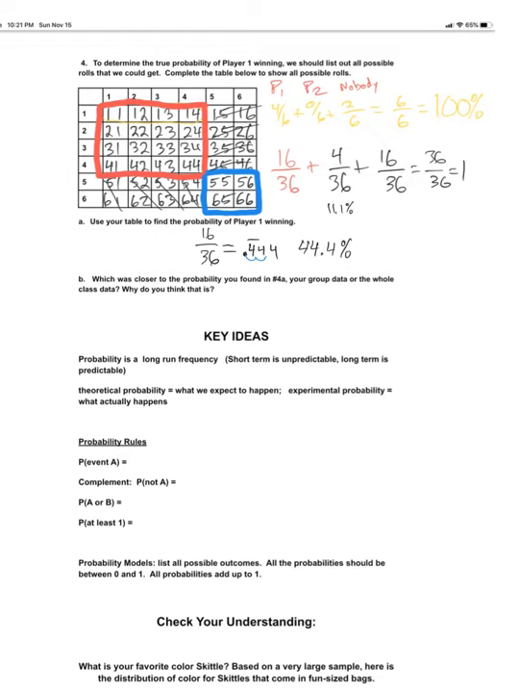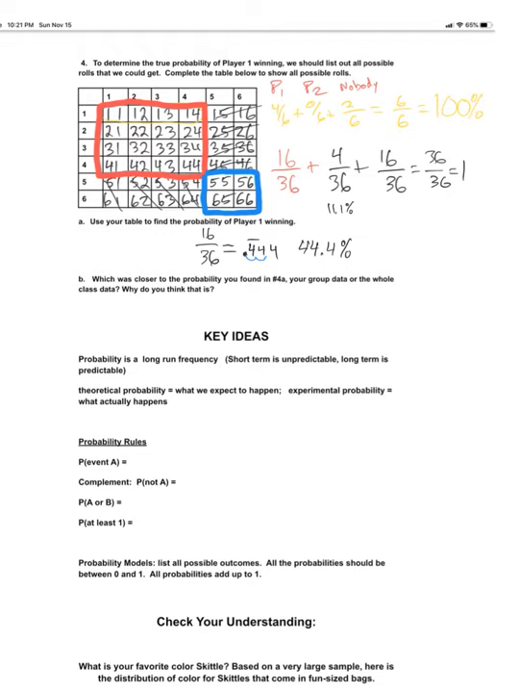Okay. All right, which was closer to the probability found in number 4A? Your group data or the whole class data? Obviously, if we had the whole class, it would be closer. The more that you do this, the closer you're going to get to theoretical probability. Remember, experimental probability, you're experimenting, you're just trying things. Theoretical probability is what you should get.